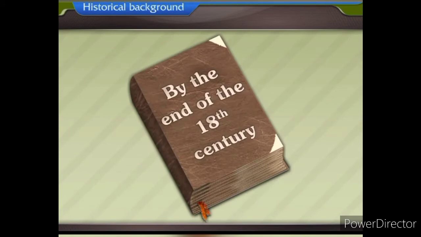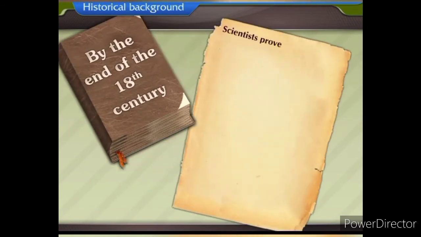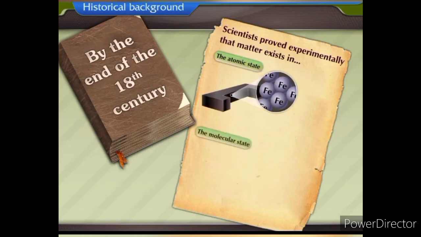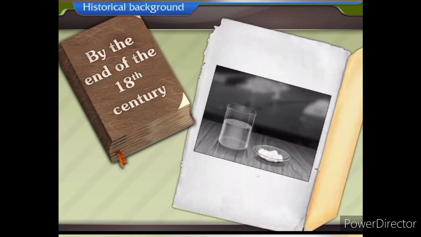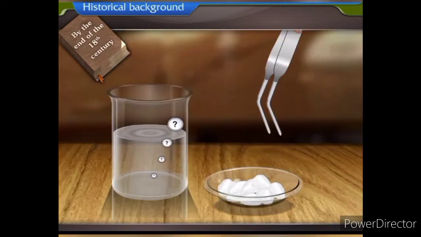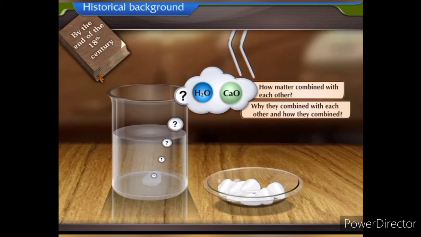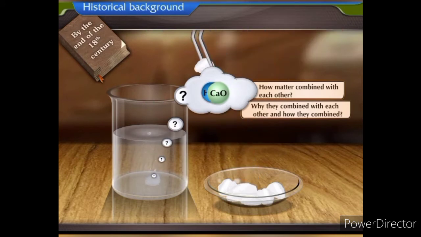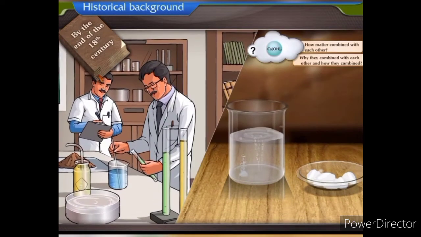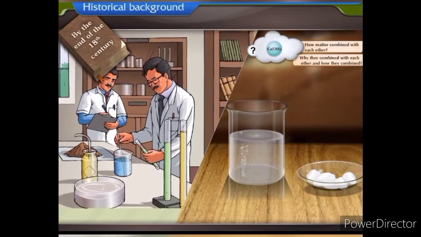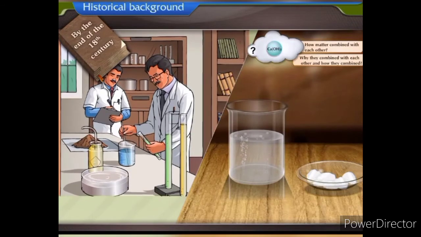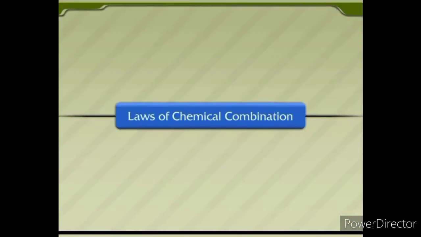By the end of the 18th century, scientists proved experimentally that matter exists in the atomic state and the molecular state. Scientists were interested in knowing how matter combined with each other, why they combined with each other, and how they combined. Scientists formulated the laws of chemical combination after performing many experiments involving chemical reactions. Laws of chemical combination.